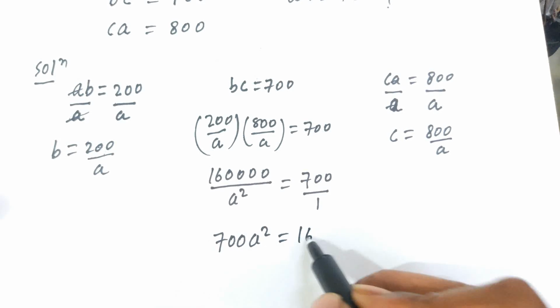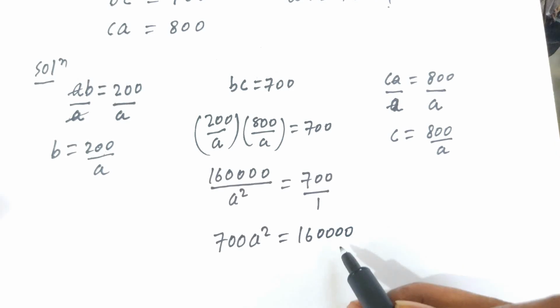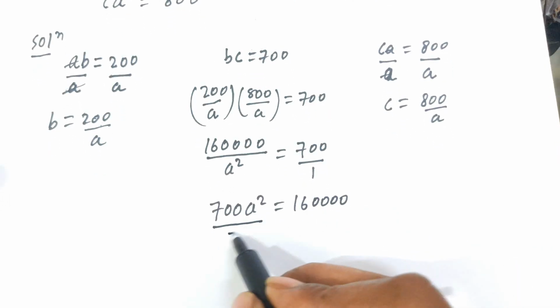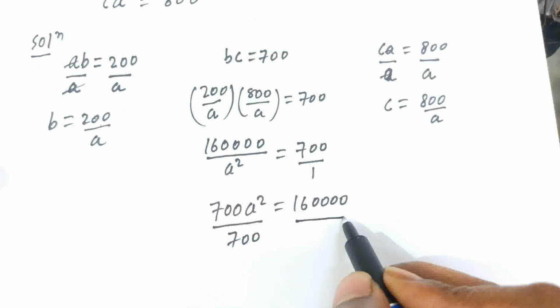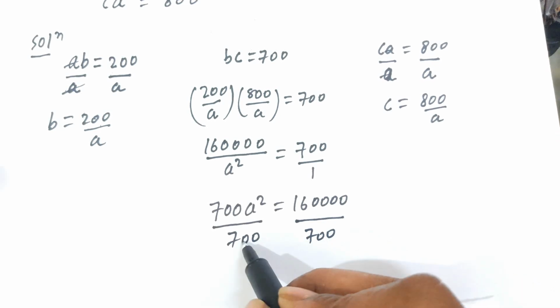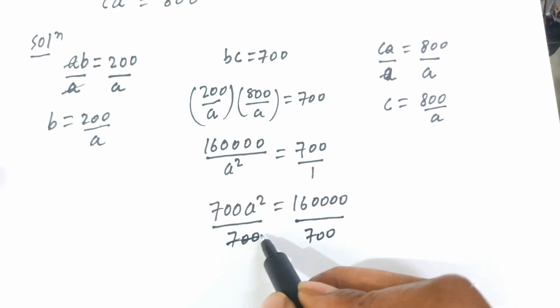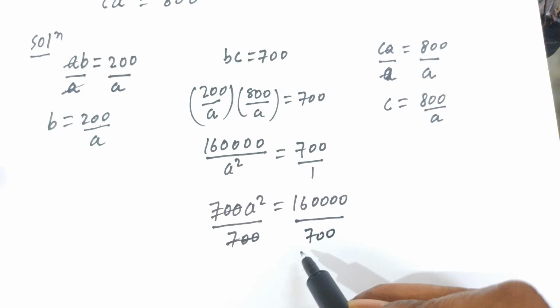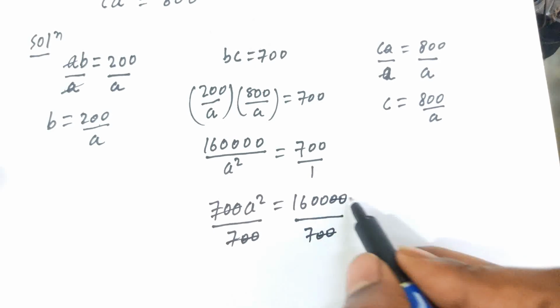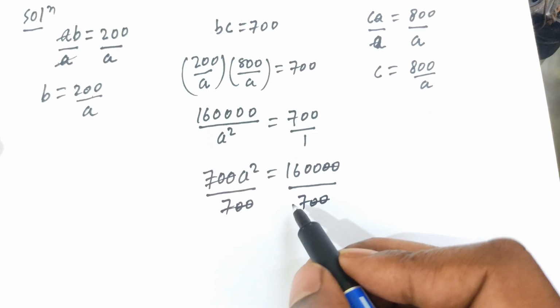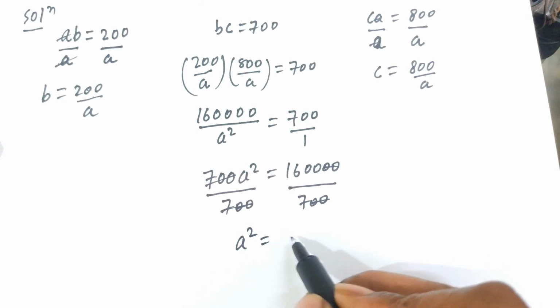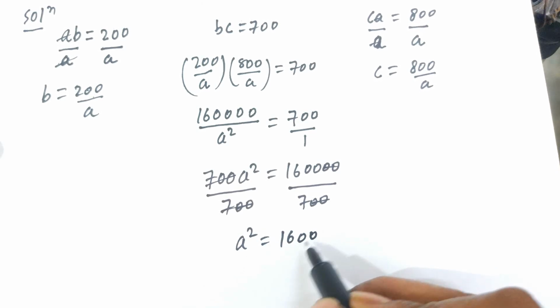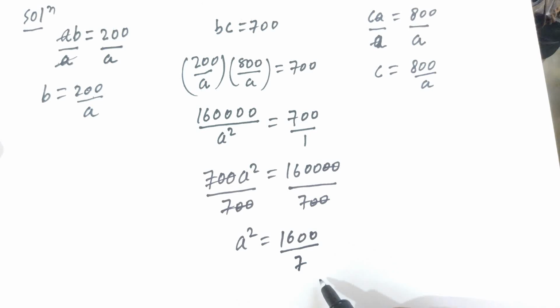Now here, if we use cross multiplication, then 700 times a square is equal to 160000, and if we divide both sides by 700, then this 700 and this 700 cancel out, and the zeros cancel out, then the value of a square is equal to 1600 divided by 7.